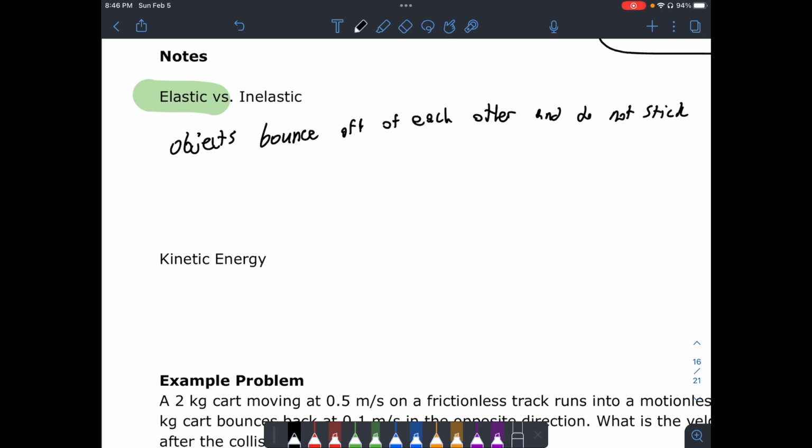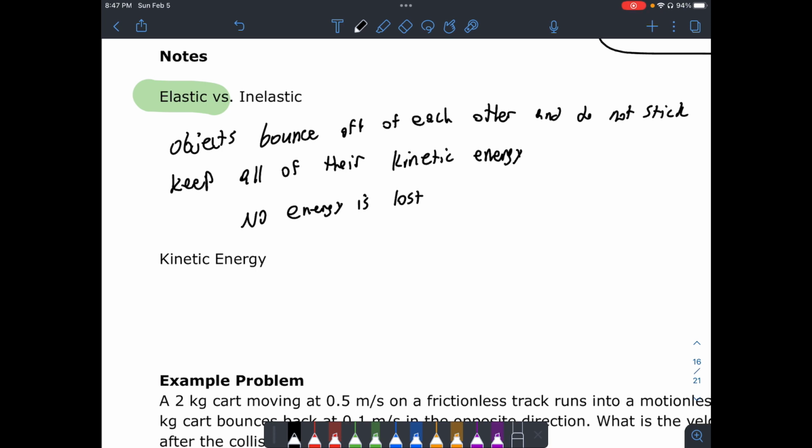Now, elastic collisions, they don't stick together, but they also keep all of their kinetic energy. So no energy is lost from the interaction.